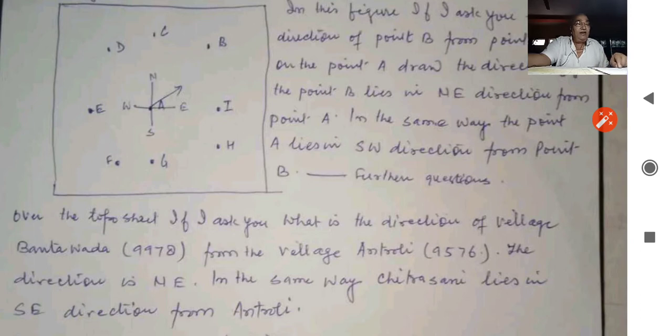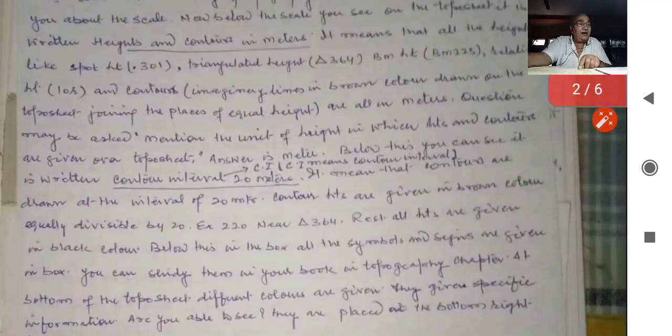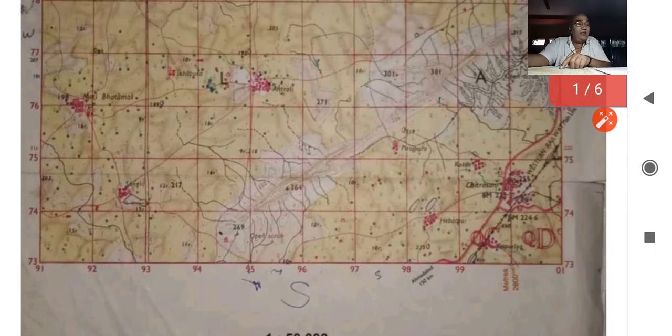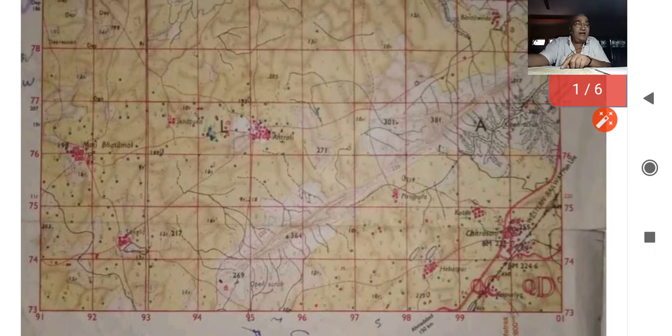Now with the help of this, if I ask you the same question on direction, what is the direction of village Bantabada in 4 figure 9978 from the village Antroli? Antroli's 4 figure is 9576. The direction of Bantabada from Antroli will be northeast. In the same way, Chitraseni lies in southeast from Antroli. Any point you can find out the direction.